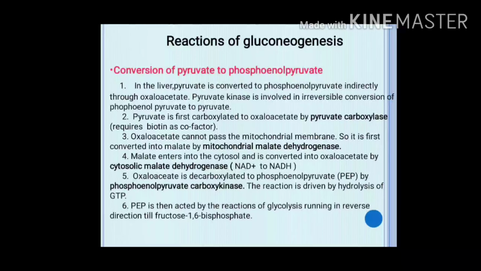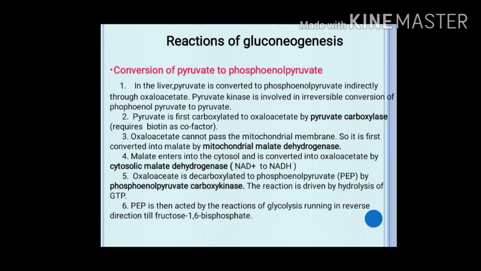But the gluconeogenesis pathway is occurring in the cytosol, and the oxaloacetate that is formed is in mitochondria, but oxaloacetate cannot pass through the mitochondrial membrane into the cytosol. So for this reason, a shuttle mechanism is required for the transportation of oxaloacetate into the cytosol, and that is the oxaloacetate malate shuttle. Oxaloacetate cannot pass the mitochondrial membrane, so it is first converted into malate by mitochondrial malate dehydrogenase. The malate then enters into the cytosol, where it is converted into oxaloacetate by cytosolic malate dehydrogenase.